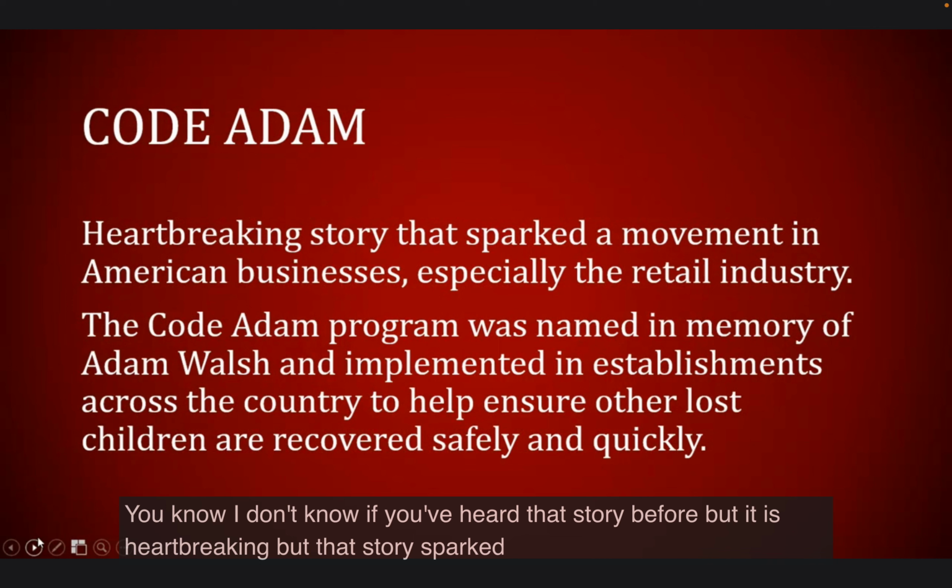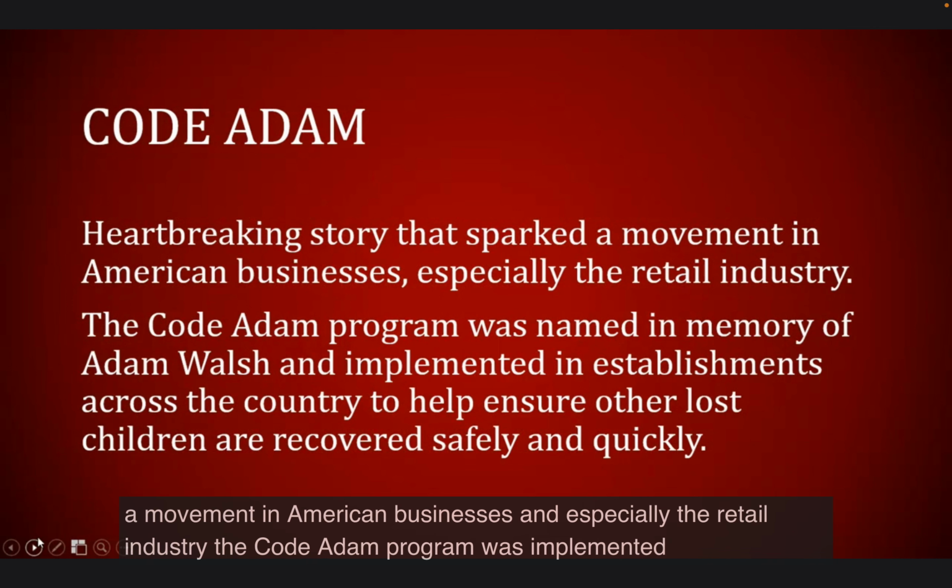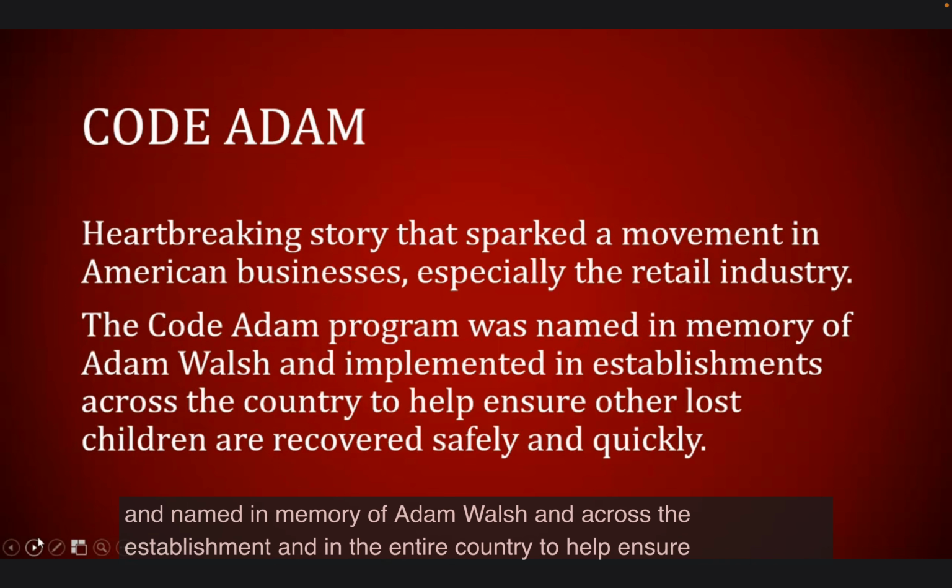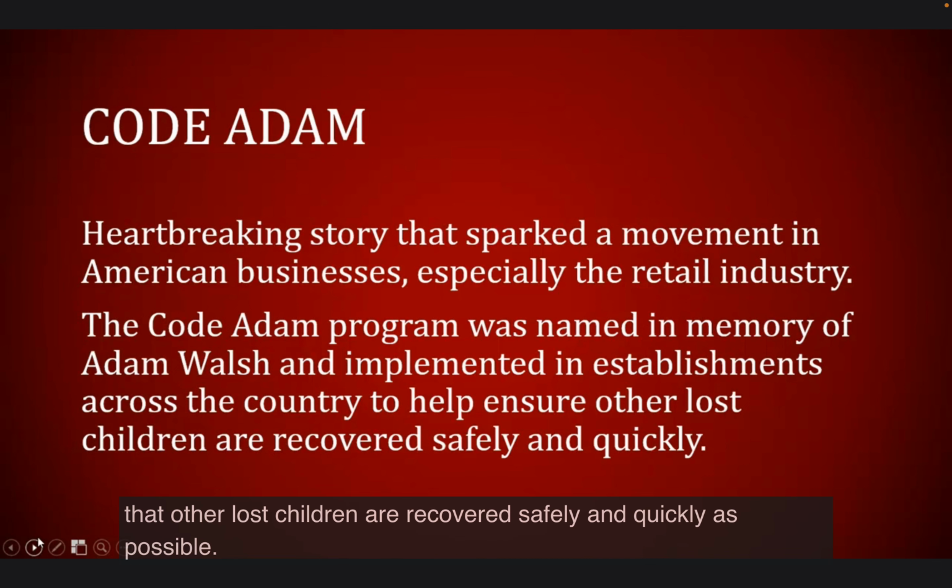But that story sparked a movement in American businesses, and especially the retail industry. The Code Adam program was implemented and named in memory of Adam Walsh and across establishments in the entire country to help ensure that other lost children are recovered as safely and quickly as possible.